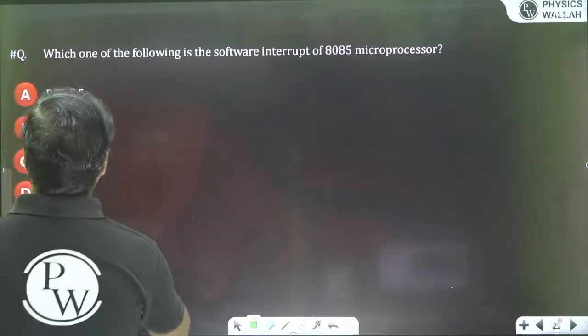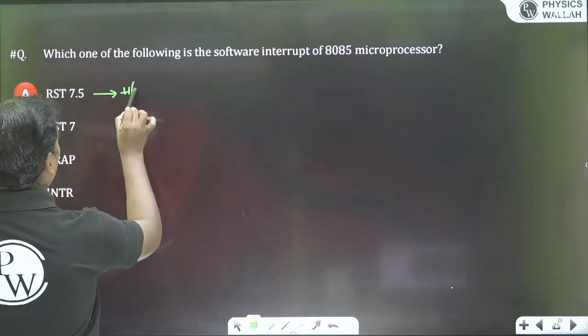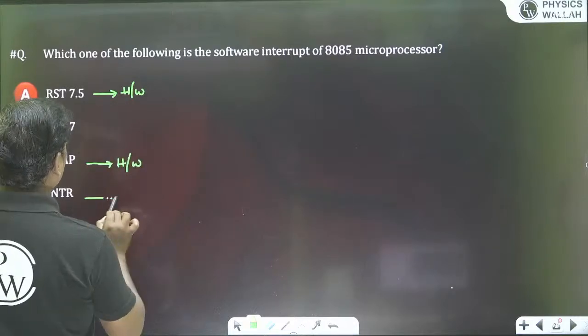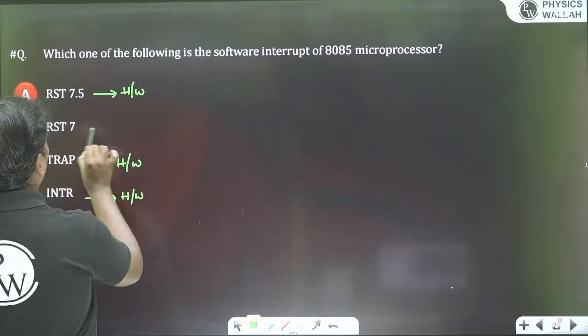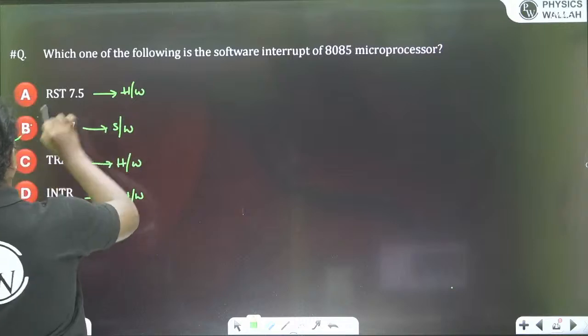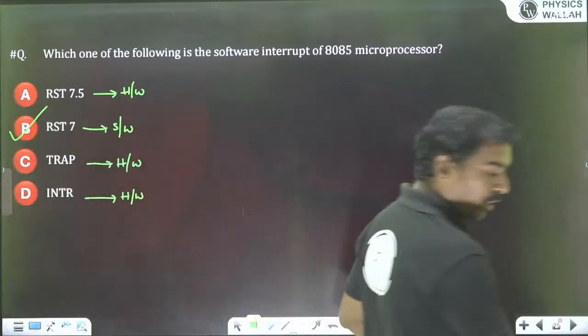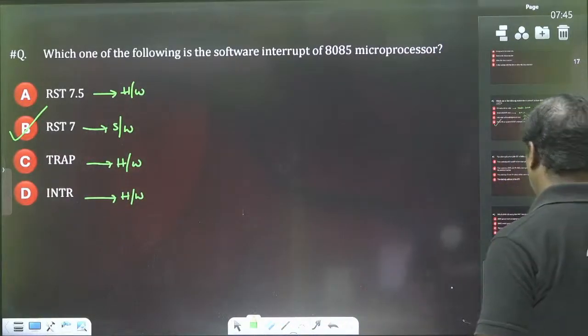RST 7.5 is a hardware interrupt. Trap is a hardware interrupt. INTR is a hardware interrupt. So RST 7 is a software interrupt. So option B is the right answer. Okay, option B is the right answer. Let us go for the next question.